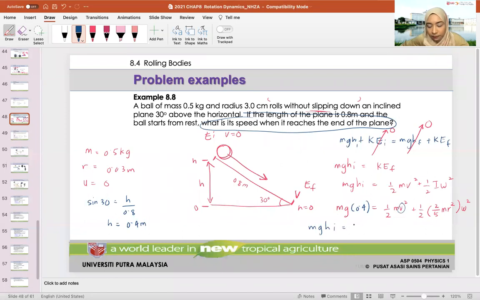So mgh initial equals 1 over 2 mv squared plus 1 over 2, okay lah, tak apa lah, kita buat dulu, 2 over 5 mr squared, and then we have v over r squared. Okay, so now I'm going to try to cancel out anything that I can cancel. Excuse me. Oh, I missed out r here.